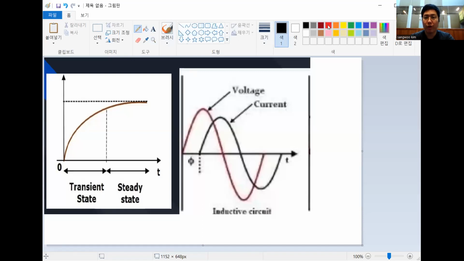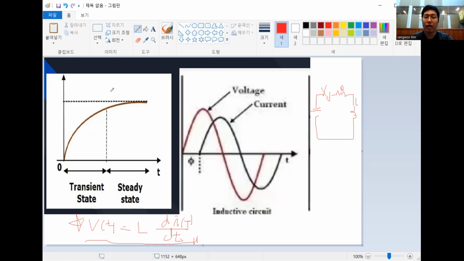First of all, we have to memorize this equation: V = L dI/dt. This explains the inductor's property. If I make a circuit here with a switch, R, and L, then whenever I switch on and off, a transient state always happens, then the steady state.